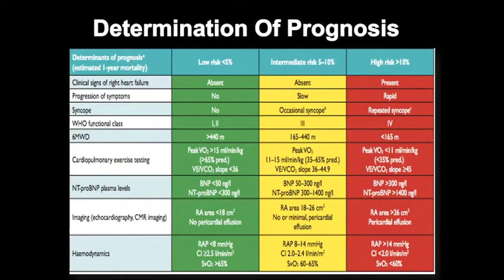For example, if a patient has signs of right heart failure, then they are automatically in a high risk group. That means they have a 10% chance of dying in the next 1 year without the treatment. Similarly, if there is a rapid progression of the symptoms, the patient was short of breath on exertion, but now it has progressed to the level that the patient is short of breath even with minimal exertion or even doing his ADLs, then it's a rapid progression. Then the patient goes into the high risk.